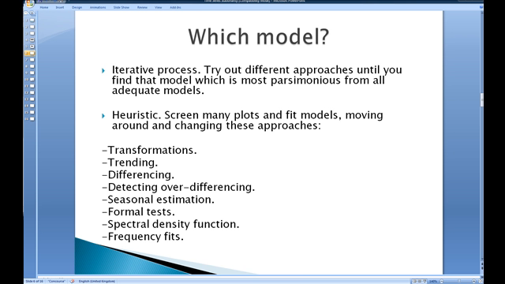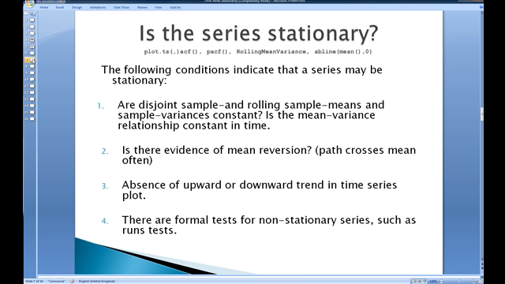It's also quite heuristic in the sense that there's not a strict procedure. You can screen many plots and fit many models before deciding on which to choose, and often you're flipping between your original assumptions and the final model that you reached at the end. Okay, now how do we tell if a time series is not stationary? We've talked about the obvious idea of looking for a reflection around a mean.